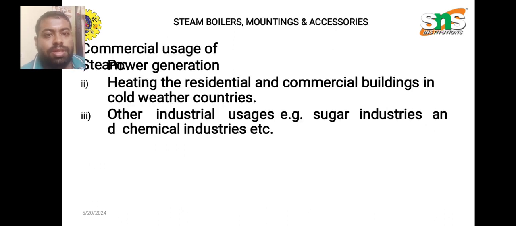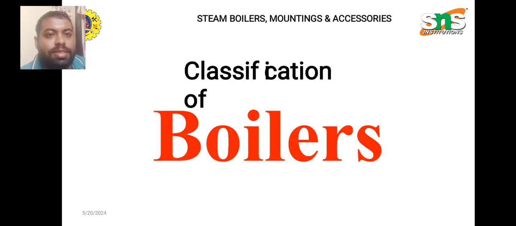Commercial usage of steam power generation: heating the residential and commercial buildings in cold weather countries. Other industrial usages are, for example, sugar industries and chemical industries, etc. Classification of boilers.